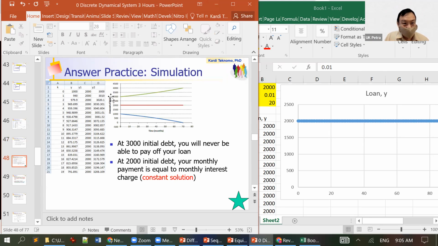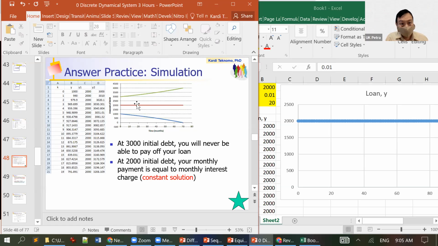Now look at the behavior. I plot three things here: Y1, Y2, and Y. At 3,000, you will never be able to pay, right? And at 2,000, the initial debt is actually constant. Lower than 2,000 is actually going down to zero. One day, we don't know when, but one day. Look at the behavior of the system, and look at what happens if you disturb it from the equilibrium.